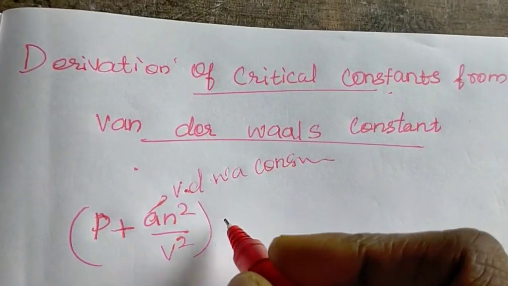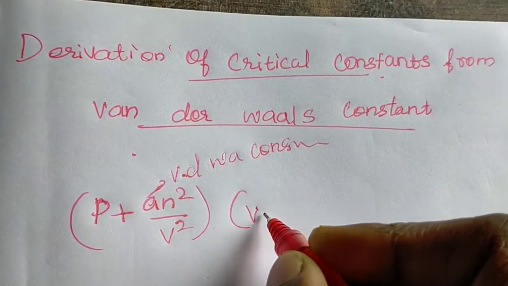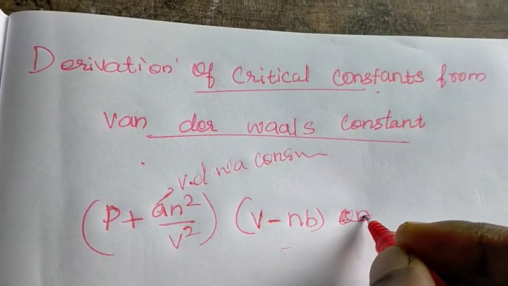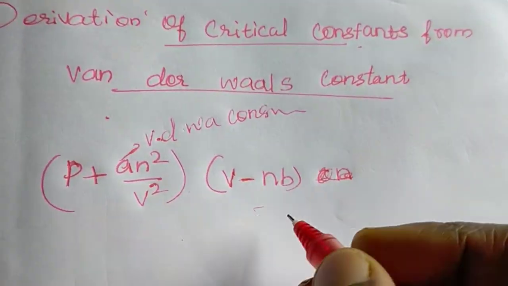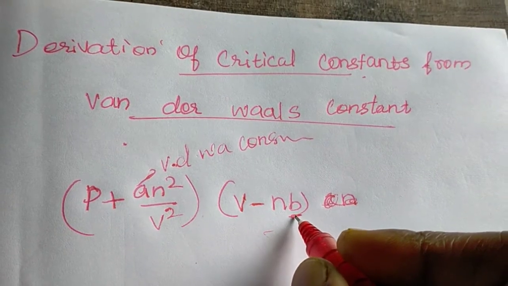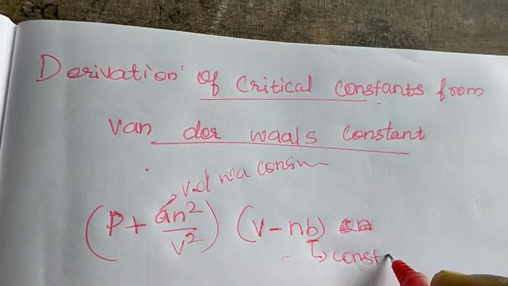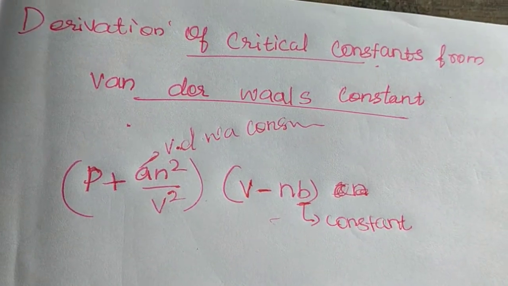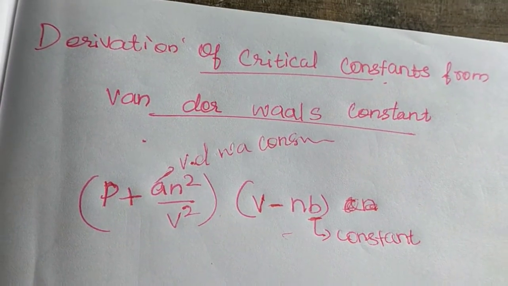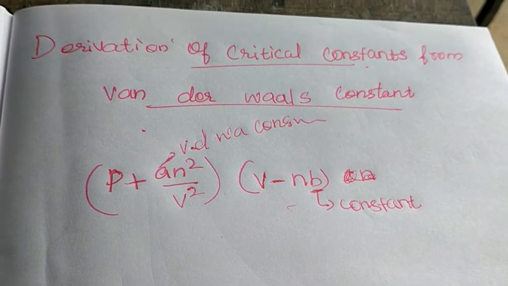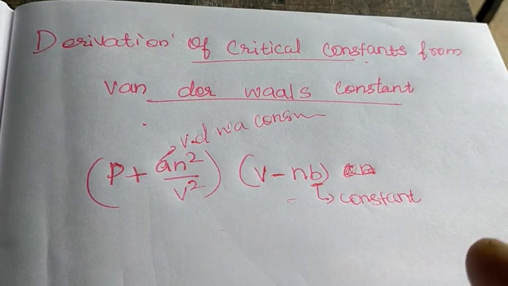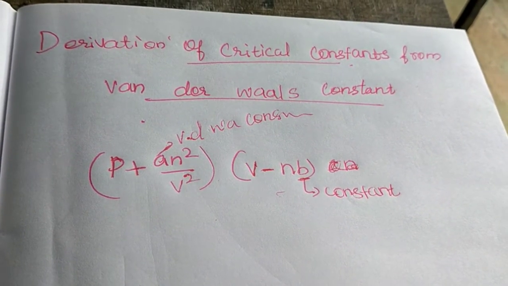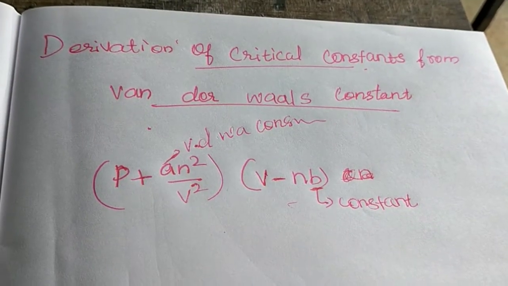Another correction is the volume correction. What do we use for the volume correction? V minus nb. So this is the volume correction. What is the constant we use in the volume correction? b. So totally we have two van der Waals constants for pressure and volume correction, that are a and b. We use these corrections in the ideal gas equation to derive the critical constants.